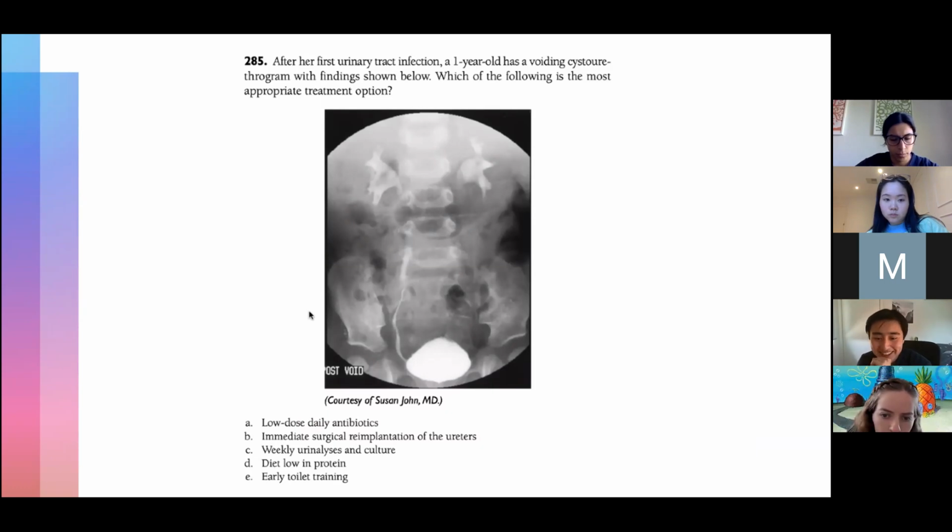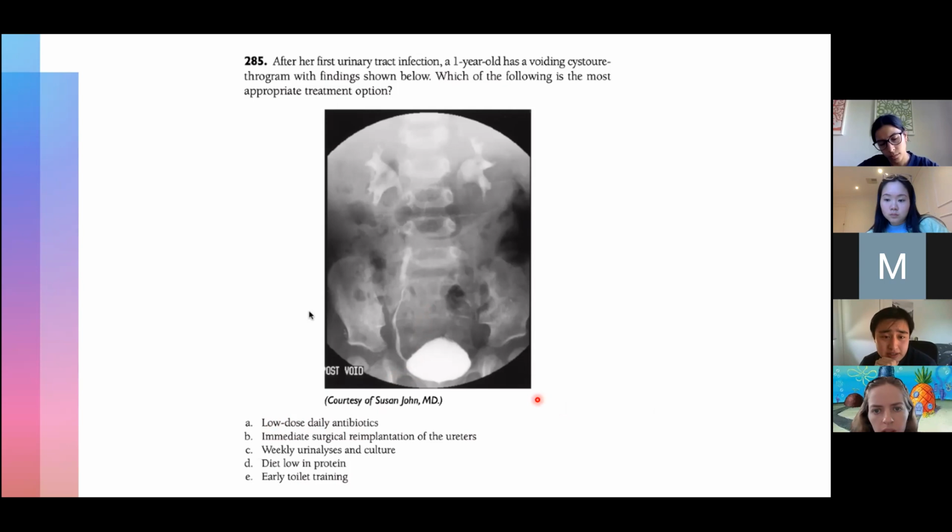All right, cool. So this is a confusing one. I took some hard questions for everyone because the Monash ones are pretty basic. But essentially the answer for this question is actually A, which is low dose daily antibiotics. Let me talk through why.